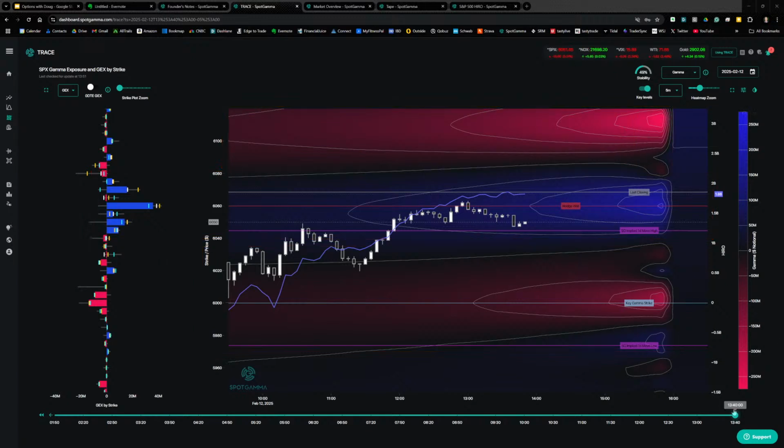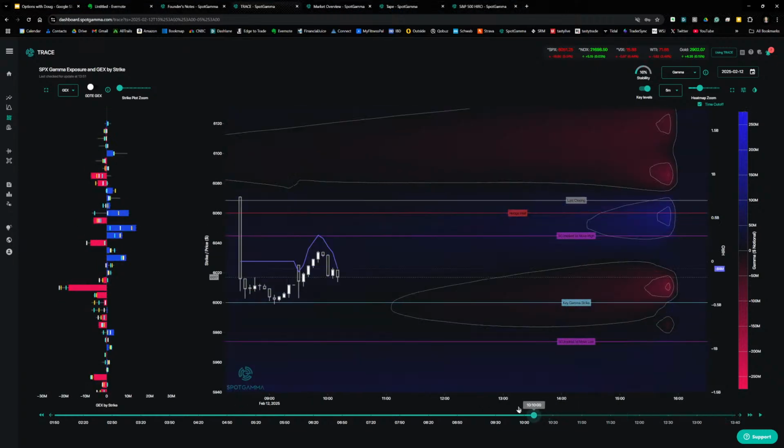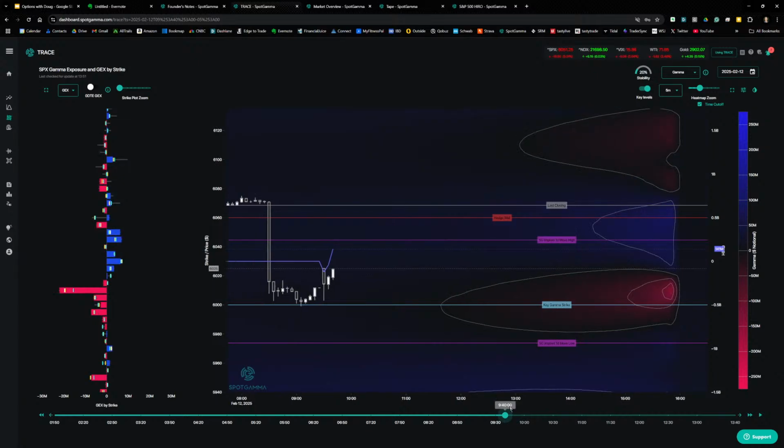Let's take a quick step back in time. Go back to just after the cash open. First update after the cash open. Fairly low stability index, indicating a potential for higher movement, and very mildly positive gamma at the beginning of the day. So let's step through time.